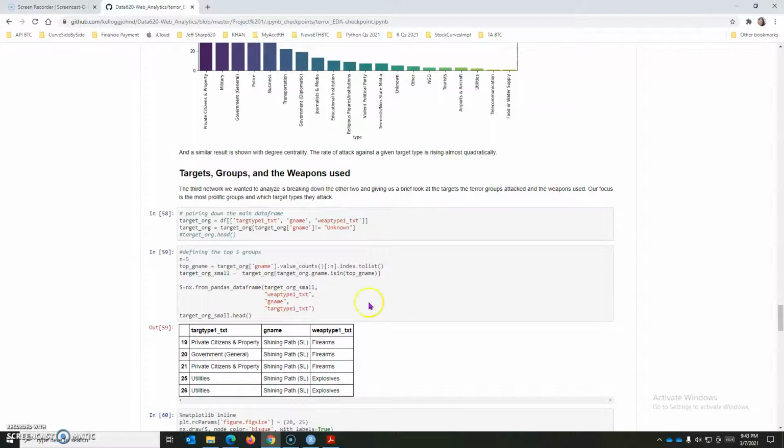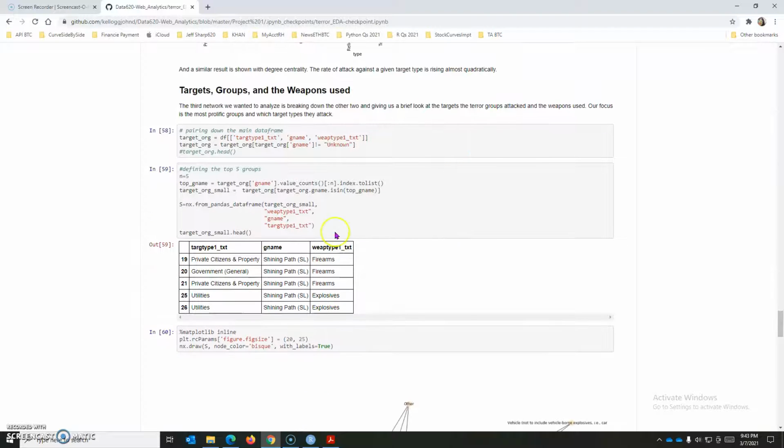So moving on, we changed the variables to the weapons that they have used and constructed a third network using the nodes of target type and terror groups. So it's a combo of these two, and the weapons are the variables. So here's the peek. We can see that the weapons used include firearms, explosives, and of course there are others like assassination.